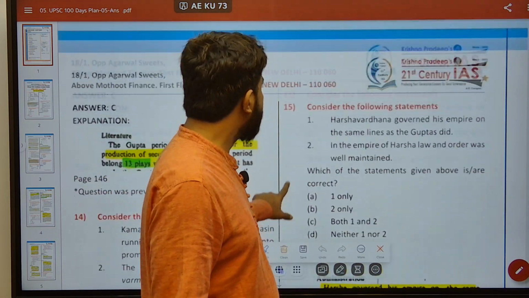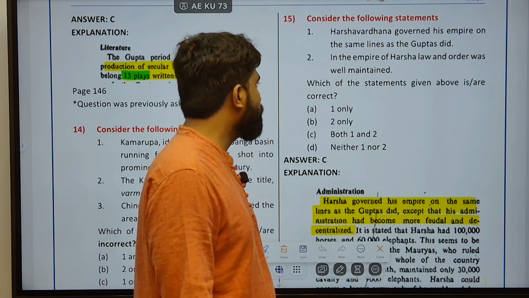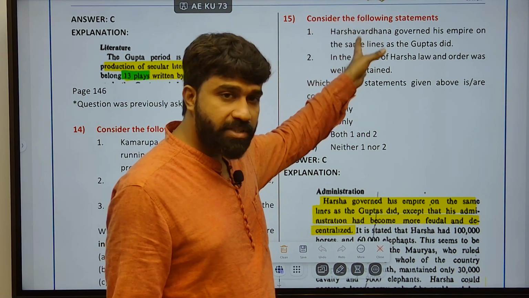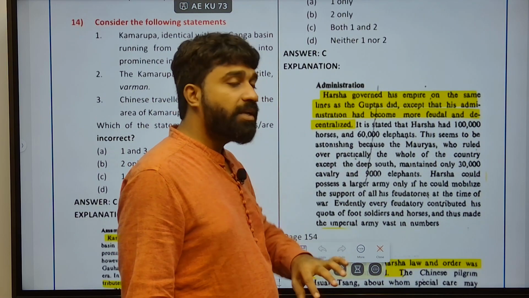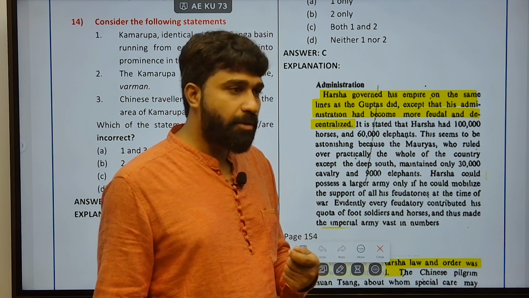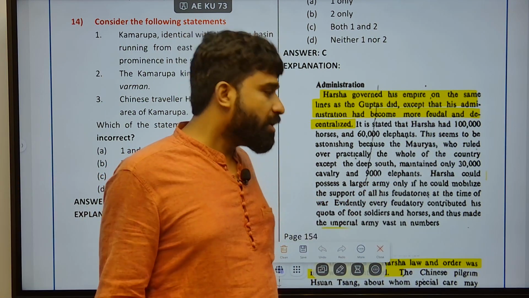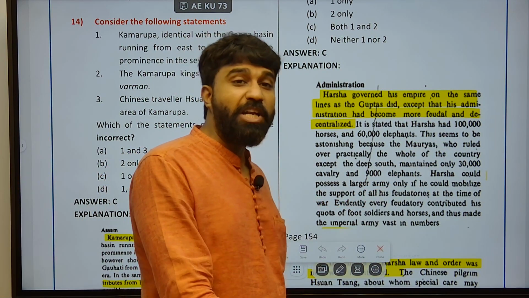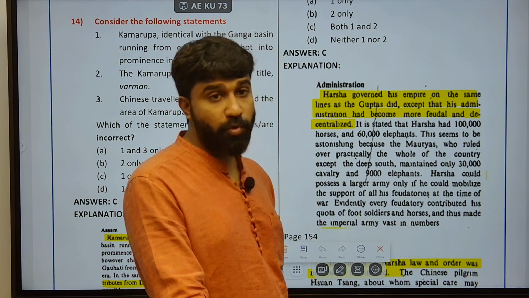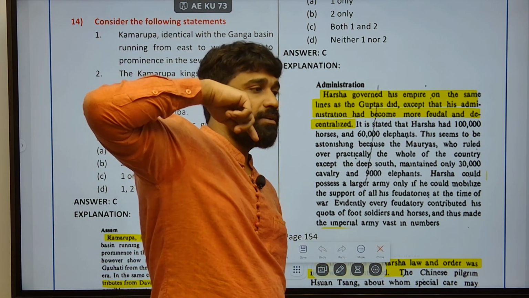This northeastern state, Guwahati, is located beside the basin of the Brahmaputra. Next, 15th question, Harshavardhana governed his empire on the same lines as the Guptas did. Yes, that is true. And in the empire of Harsha, law and order was extraordinary. He considered robbery to be treason. That means it is a backstabbing of the throne or the royal family. So it was considered a kind of military coup, backstabbing, and robbery was considered to be Rajdroh.